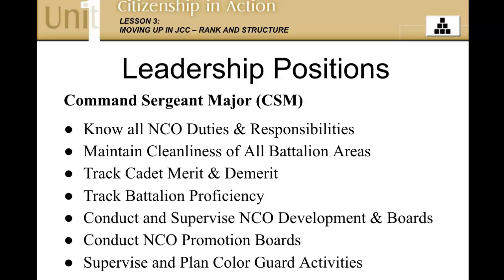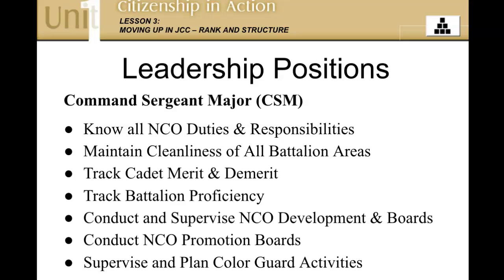They're going to track cadet merits and demerits. At the high school level, you can receive merits and demerits, and these are things that either gain you privileges or reduce the privileges that you have. They're going to maintain the battalion proficiency, so there's certain training material or training criteria that must be met. It's their responsibility to maintain that. They're going to conduct and supervise all the non-commissioned officer development and boards. They're going to conduct the non-commissioned officer promotion boards, and they're going to supervise and plan color guard activities.